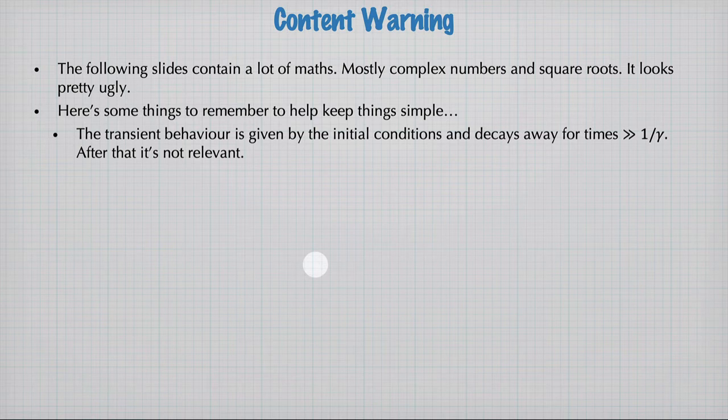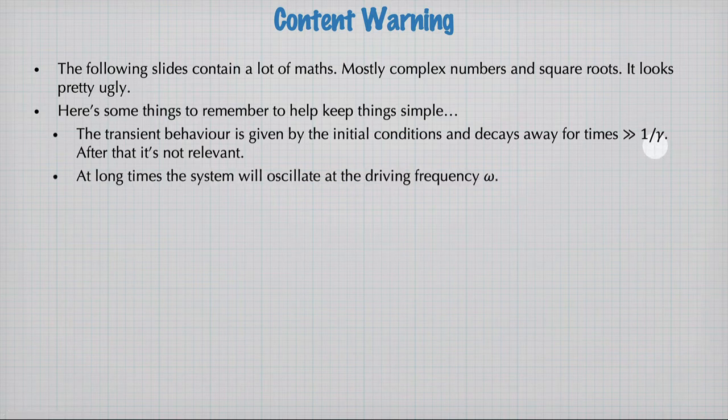gamma, the damping rate. Even without the driving force, this transient behavior would exist because you give your system some initial position and velocity, you let it go, then it would decay. So that behavior is added to whatever we now find with the driving force added to that. But after this time of about 1 on gamma, the transient behavior is not relevant anymore, and we can completely forget about it. So at long times, the system will oscillate at the driving frequency omega.